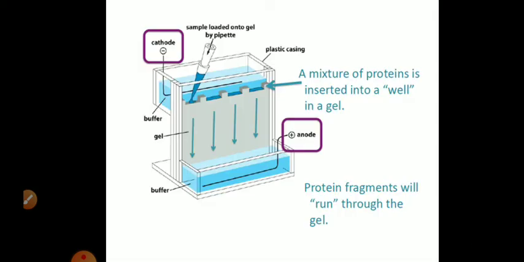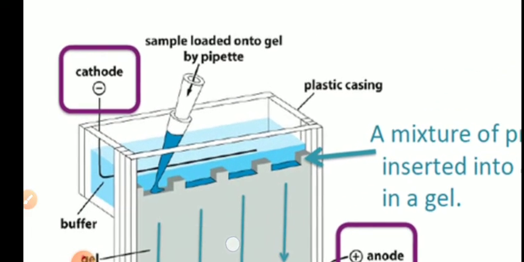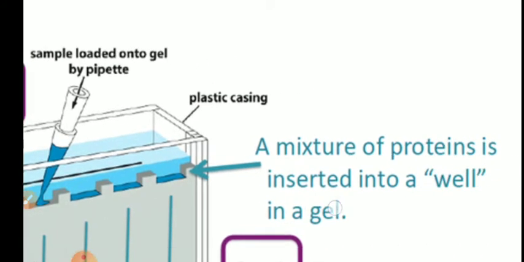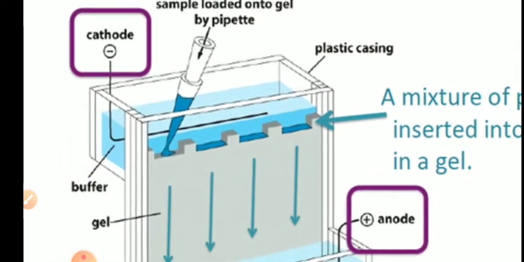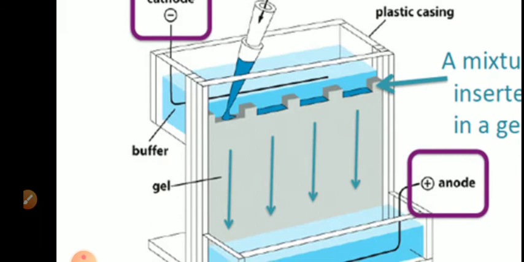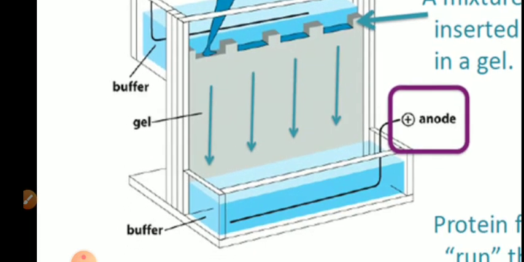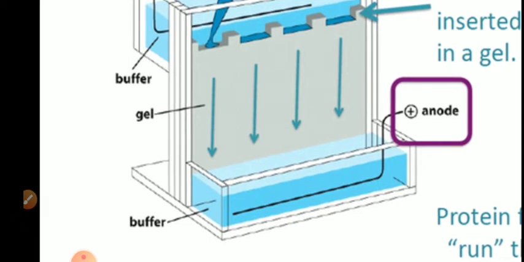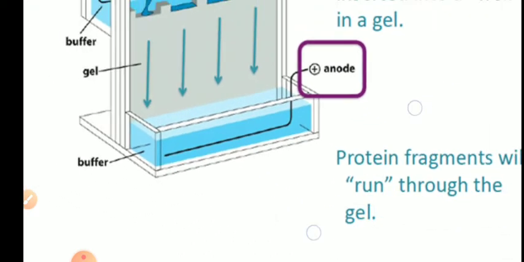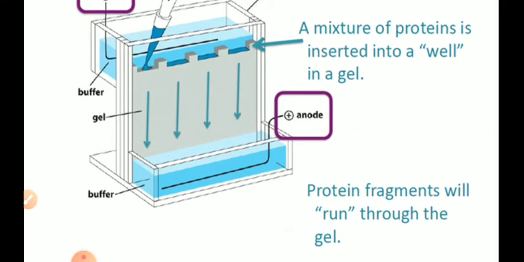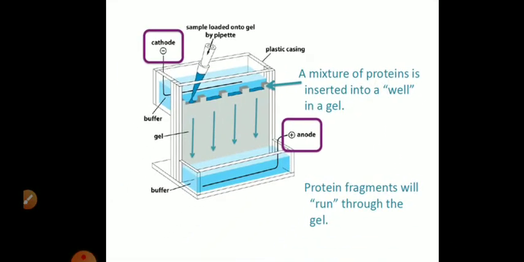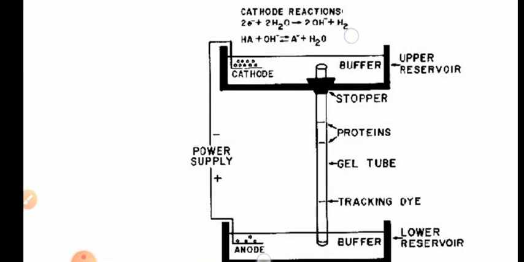Now you can see in this diagram, at the cathode we have wells, where the mixture of protein mixed with gel loading dye, that is tracking dye, bromophenol blue, and sucrose or ficoll is loaded. It first moves through the stacking gel and then moves through the running gel towards the anode depending upon their size. Now this is the technique.